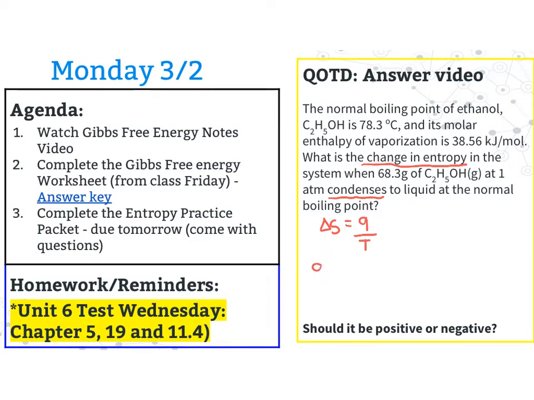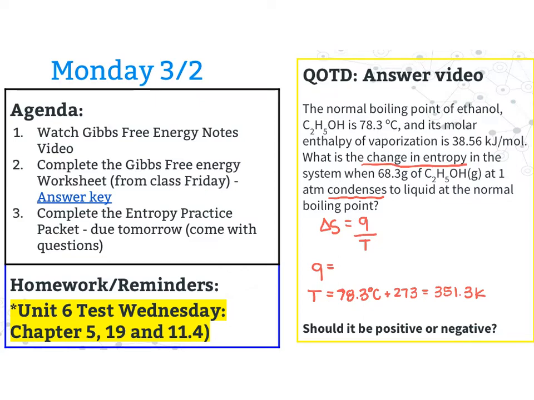So Q and T. We said that this is happening at 78.3 degrees Celsius. Of course, though, we've got to get it to Kelvin. So 78.3 plus 273, that should be 351.3 Kelvin. And then our Q value, we're given the enthalpy of vaporization.